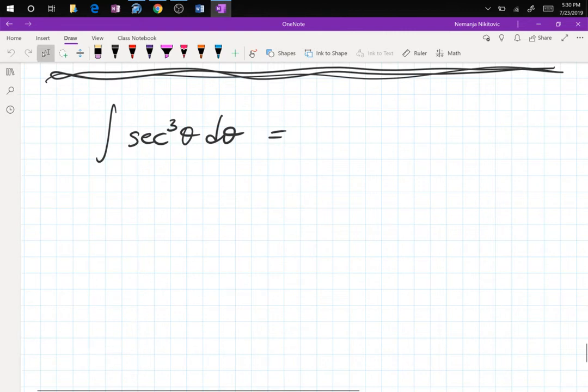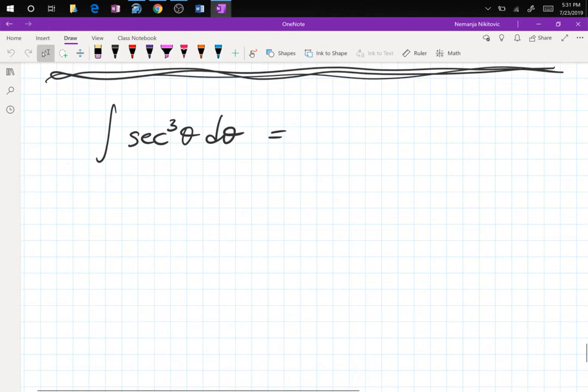Any ideas? About 1 over cosine cubed. Let's not involve cosines at all. It's not going to be cosines and sines at all. That's definitely the first step. Peel one off. But then, what then? Tan-tan. There's the scary part.